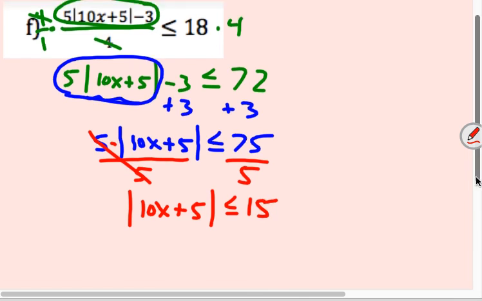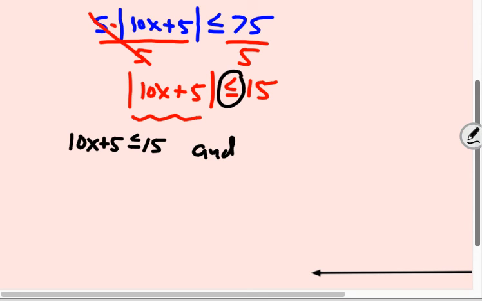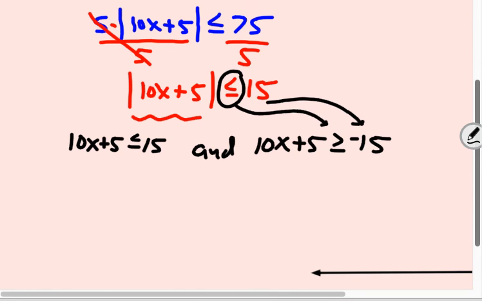And now we can break it up into a compound inequality, this absolute value, because we have the absolute value right here isolated. Less than, this is an AND statement. So it's 10x plus 5 is less than or equal to 15. And 10x plus 5 is greater than or equal to negative 15. When you go from 15 to negative, flip that inequality symbol. And then solve, and we're done.